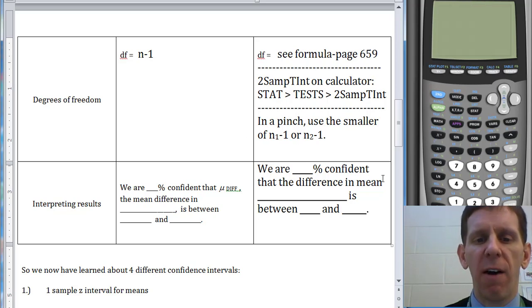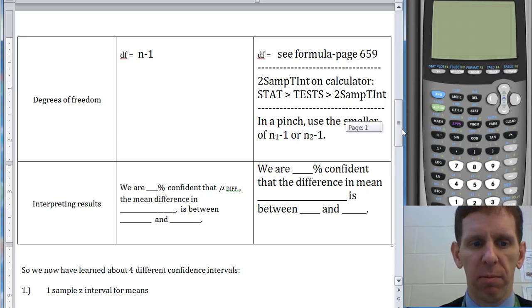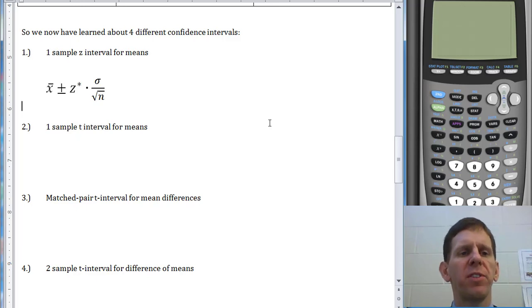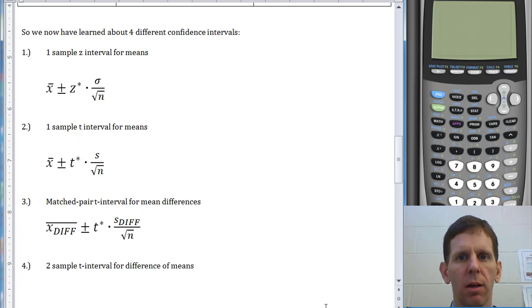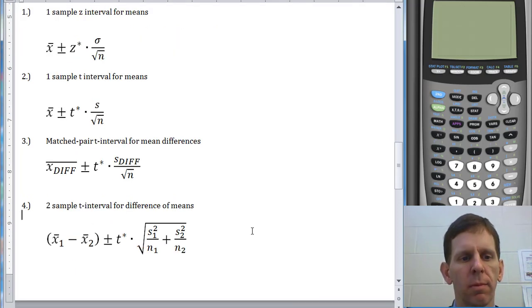So let's review the 4 different confidence interval formulas we've looked at so far. The formula for one sample z-interval for means is x bar plus or minus z star times sigma over the square root of n. The formula for a one sample t-interval for means is x bar plus or minus t star times s over the square root of n. The formula for a matched pairs t-interval for mean differences is x bar diff plus or minus t star times s diff over the square root of n.